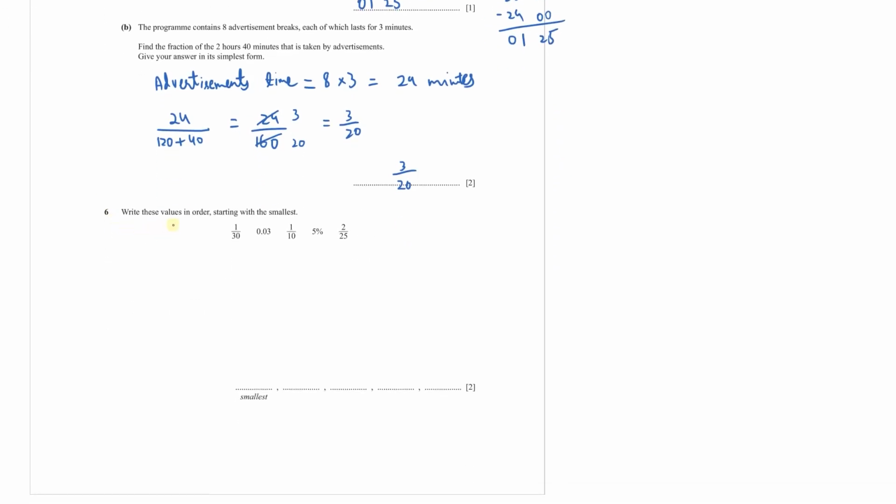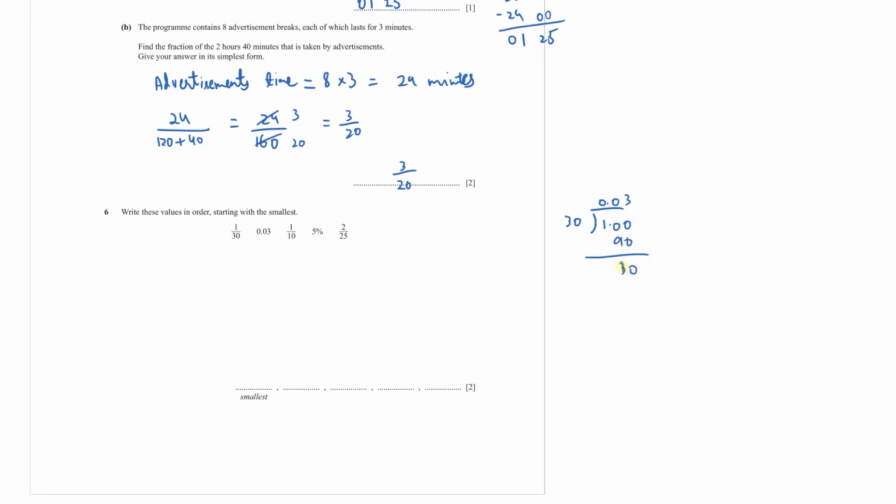Question number 6: write these values in order starting with the smallest. What we can do is convert all of them into decimals to make the comparison easier. First I have 1 over 30. So 1 divided by 30: I have to add a decimal here. 10 is still not divisible by 30, so I add a 0 here and then another 0 here. So 30 times 3 is 90, and then I get 10.